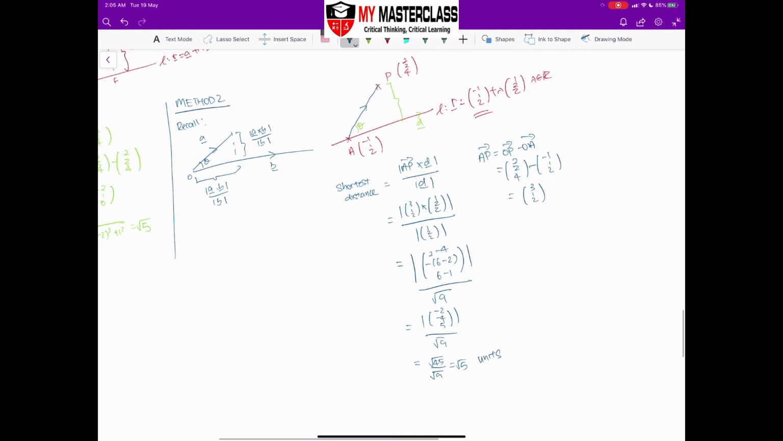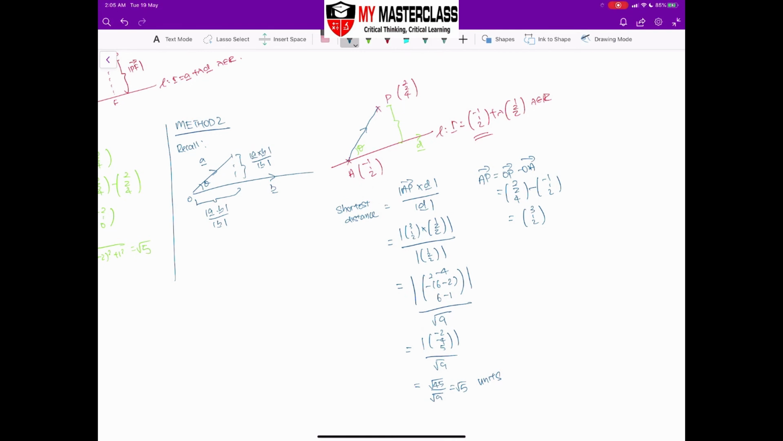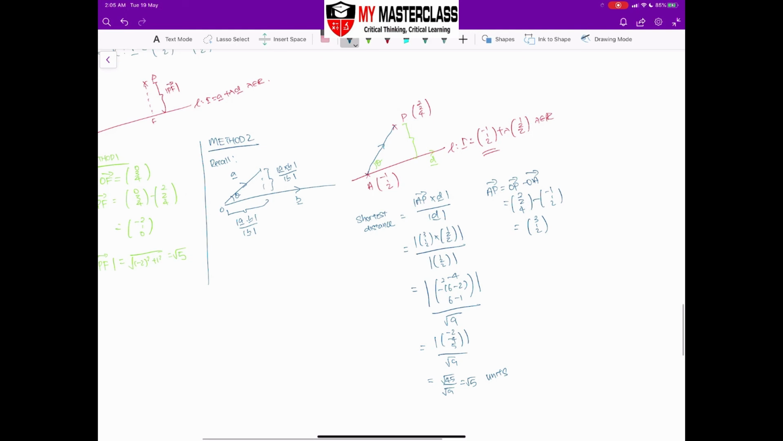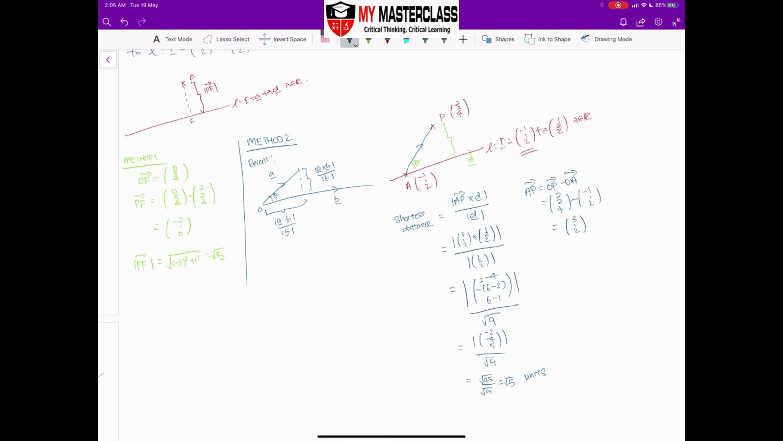So essentially you should see that method 2 is a lot simpler compared to method 1, because method 1 requires you to find the foot of the perpendicular. By the time you are done finding the foot of the perpendicular, most of the students have already moved on if they actually used method 2. So do note that method 2 is very important in terms of time saving, and a lot quicker if you just want to find the distance from a point to a line.